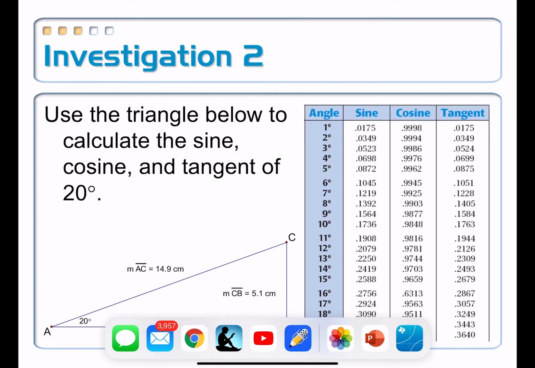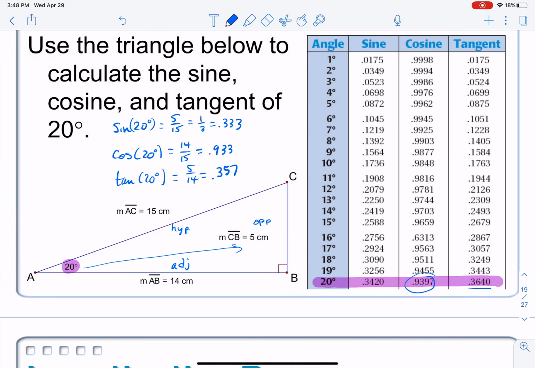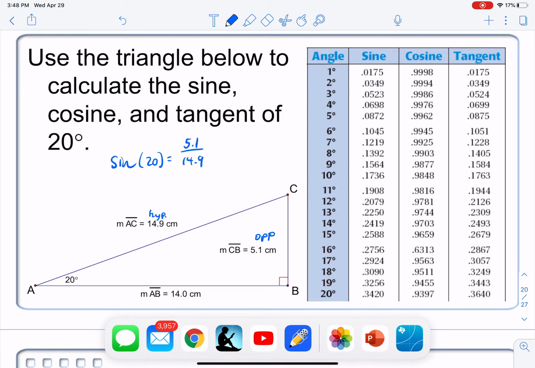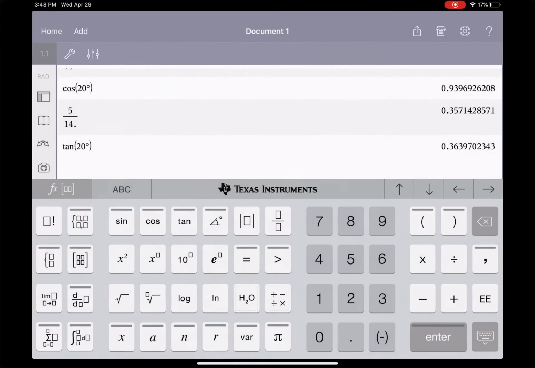So now I'm not going to do all of them because otherwise this video is going to take forever. I'm just going to do sine. Let's just focus on sine. Sine of 20 degrees now with my opposite and my hypotenuse is 5.1 over 14.9. A little bit more accuracy. Let's see what that is. 5.1 divided by 14.9.